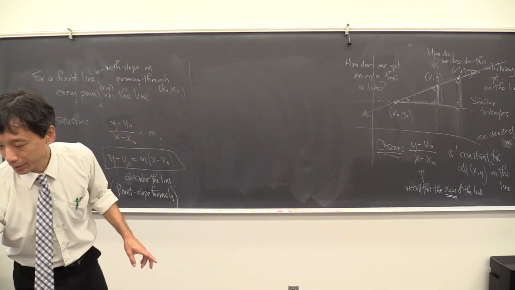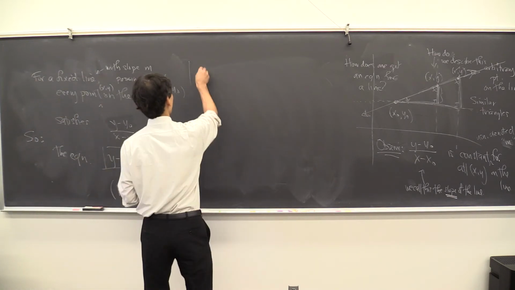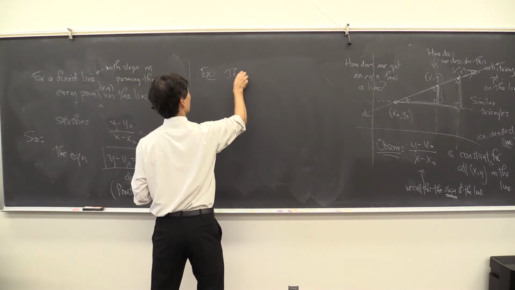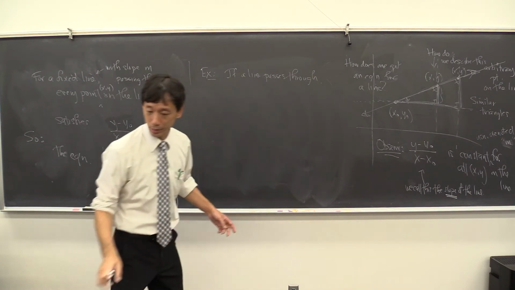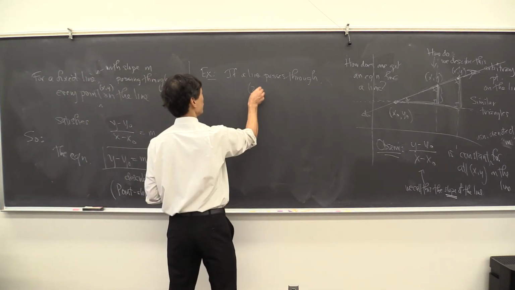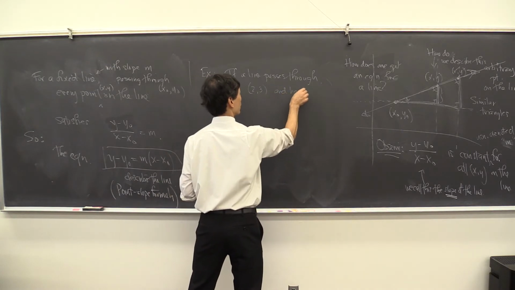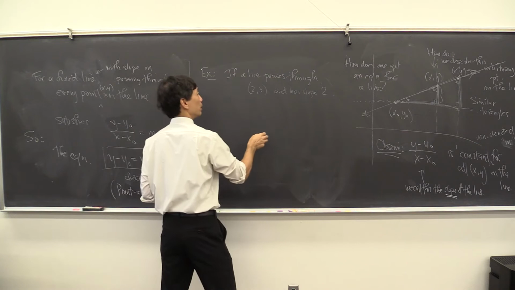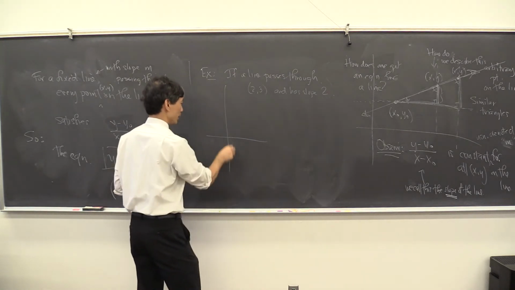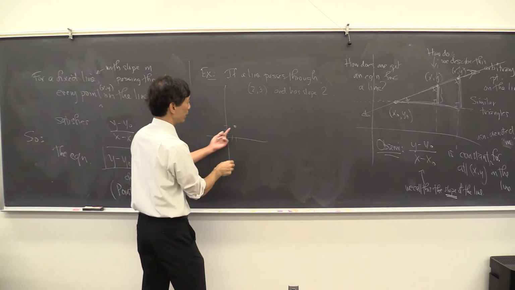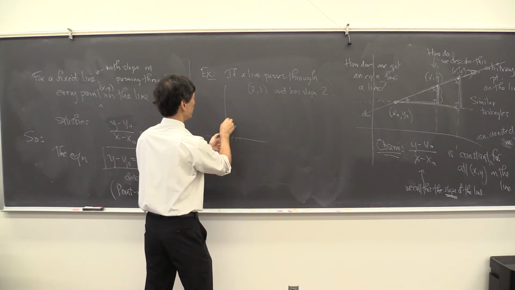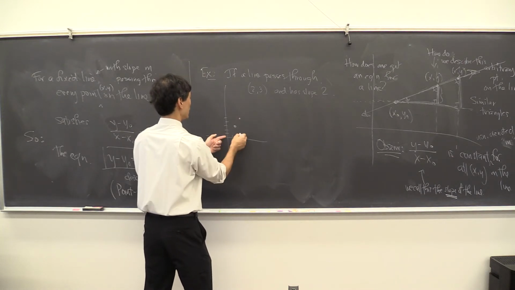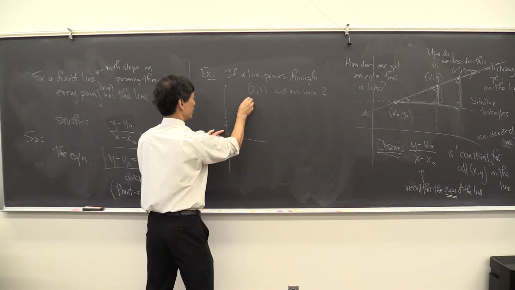So for example, if a line passes through the point 2, 3 and has slope 2, it would look something like this. Here's the point it passes through, and it has slope 2, which means that every time you move over 1 to the right, it moves up 2. Every time you move over to the left, it moves down 2.